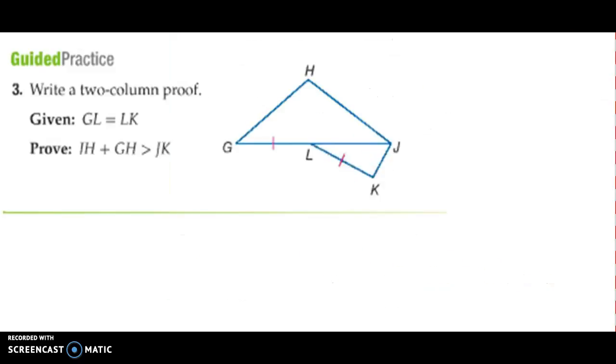Here's the last guided practice problem. It says, given that GL and LK are the same, prove that IH plus GH, that must be JH plus GH, is greater than JK, right there. And you can do that again by writing a proof and using our triangle inequality theorem.